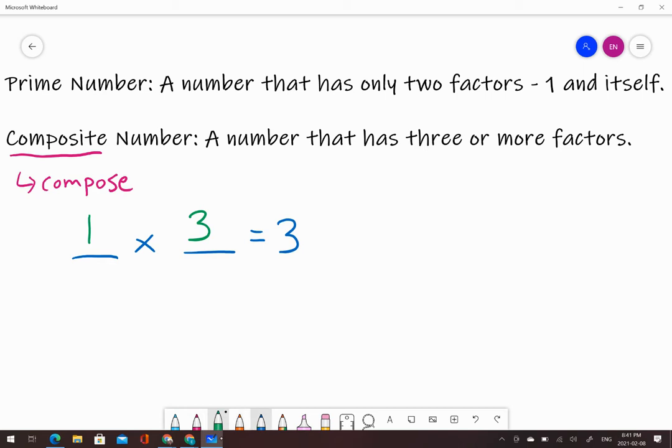If I take another prime number, which is 5, the only way that I can make 5 is by multiplying 1 times 5, 1 times itself. A composite number, on the other hand, can be made multiple ways. So let's take a look at the number 8.